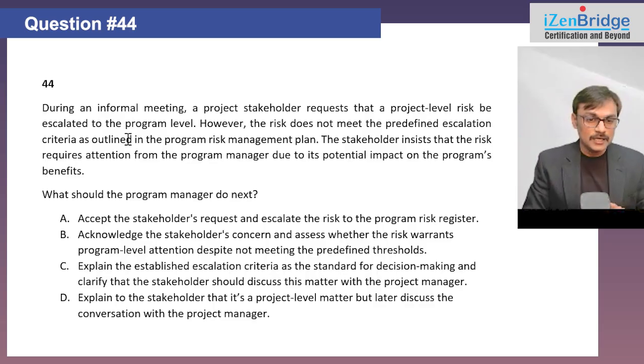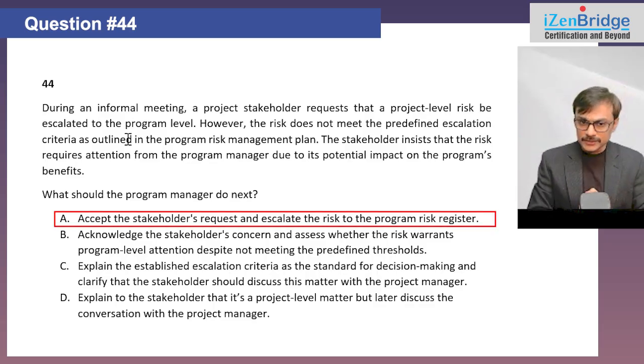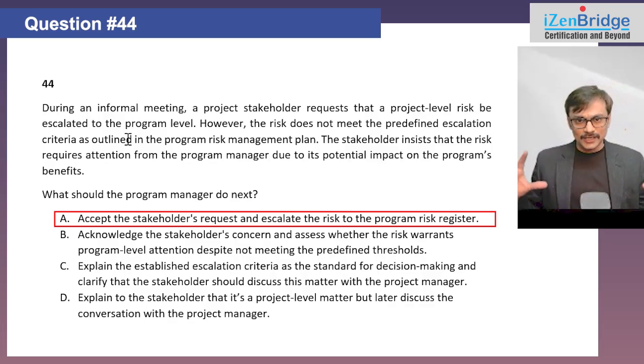Yeah. So let's see. Option A, accept the stakeholder's request and escalate the risk to the program risk register. So usually acceptance and rejection are both not a good idea. Whenever something comes to you, you want to look at it. Yeah? You want to acknowledge, you want to analyze. That's a usual thing you do with the stakeholders. Yeah? Though we are touching the risk topic and program life cycle domain more, whenever the word stakeholders comes, the stakeholder domain also gets activated.